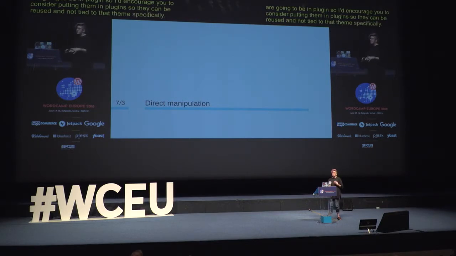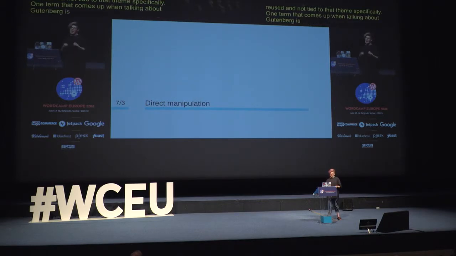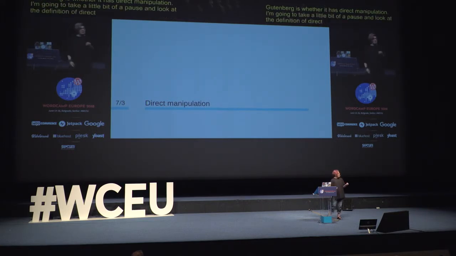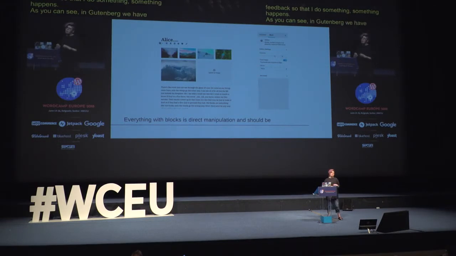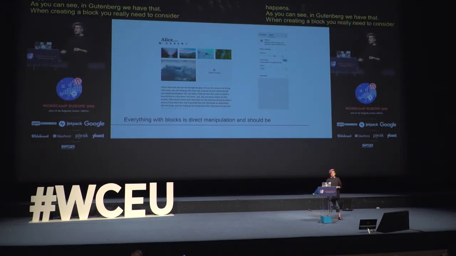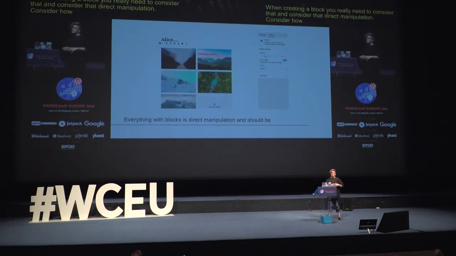One term that comes up when talking about Gutenberg is whether it has direct manipulation. I'm going to take a little bit of a pause and look at the definition of direct manipulation, because I think it's one thing that sometimes different people have different ideas about. Here it is. It's an interaction style in which the objects of interest, or the things you are interacting with in the UI, are visible and can be acted upon via physical, reversible, incremental actions and receive immediate feedback. So it's that I do something, something happens. As you can see in Gutenberg, we have that. And when creating a block, you really need to consider that direct manipulation. Consider how things interact. Someone experiencing the interface expects this now. This is like a baseline interaction that everybody wants to have with an interface.